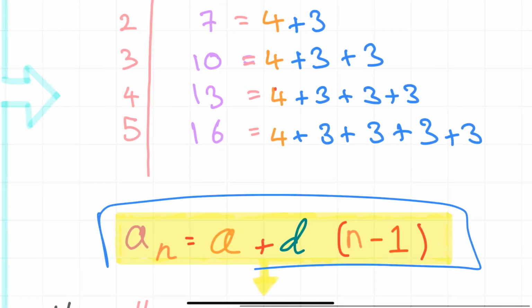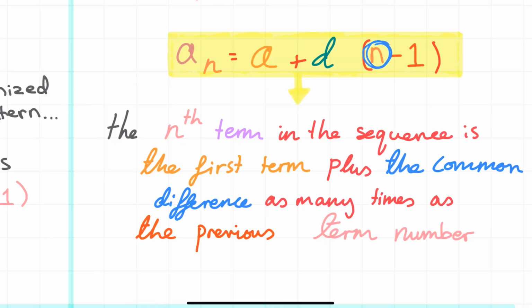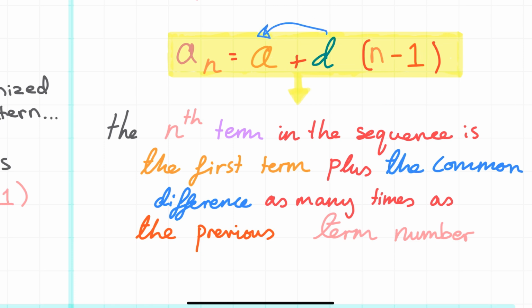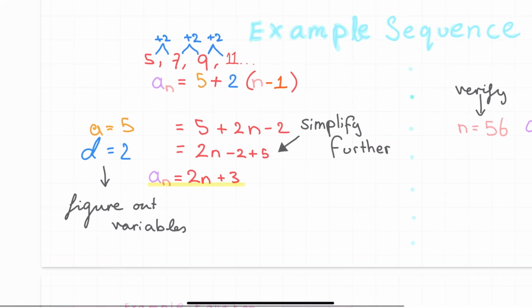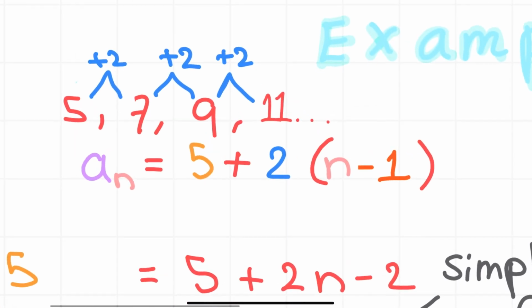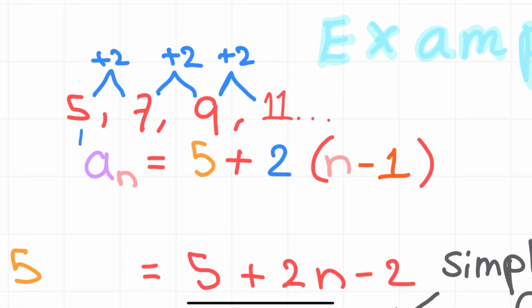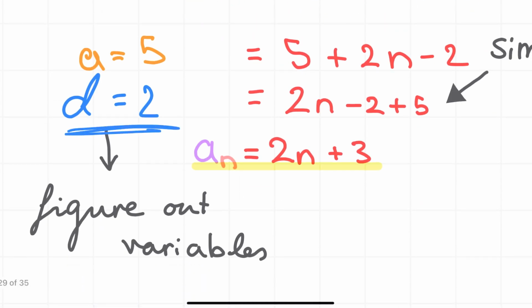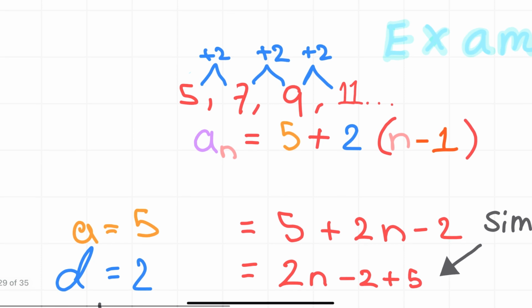Thus, we can make a generalization that the nth term of an arithmetic sequence is equal to the first term plus the common difference multiplied by the previous term number. Let's have a look at another example sequence. So from 5 to 7 to 9 to 11, we're adding 2 each time. That makes it the common difference. We can write that as one of our variables. And then the first term in the sequence, which is equal to a, is 5, right?